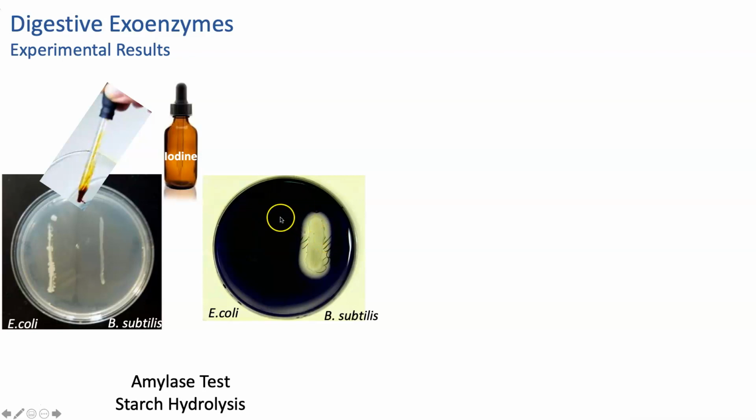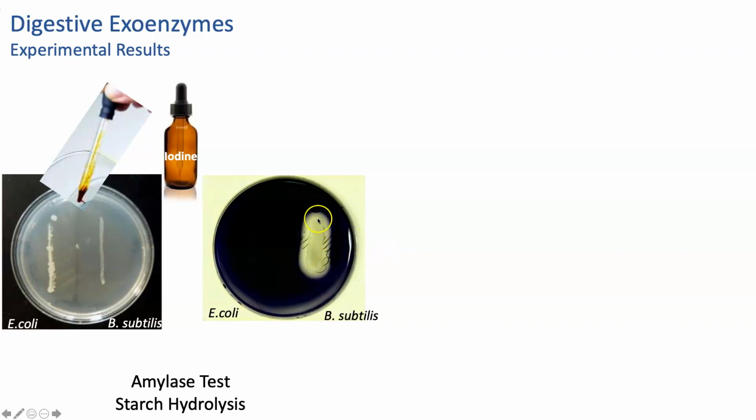Okay. So notice that where my E. coli streak was, I can't even see the E. coli because it's flooded with the iodine. Therefore, it tells me that there was starch surrounding the E. coli, because E. coli does not produce the enzyme amylase. But when you look at the Bacillus subtilis, you see a sort of halo that surrounds the bacterial colony.